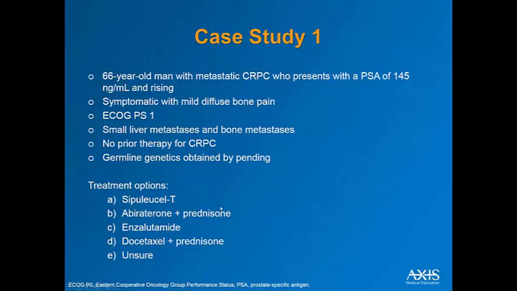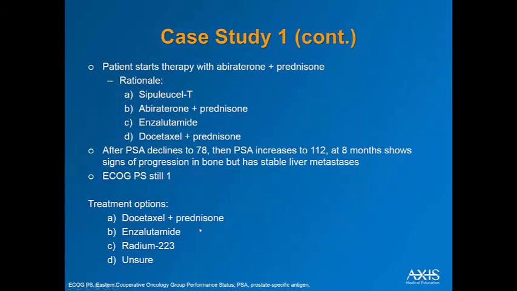Now, this individual, if it's a relatively mild symptomatic patient, could be eligible for Sipuleucel-T, although I'll tell you it wouldn't be my choice. Abiraterone is certainly a reasonable choice. Enzalutamide a choice. Docetaxel prednisone a choice. Radium is not a choice because you've got liver metastases, and that's an exclusion for the bone-targeted radium therapy, which we didn't really talk about a lot, but radium is a very interesting therapy. So you've got all these treatment options, and what do you do here?